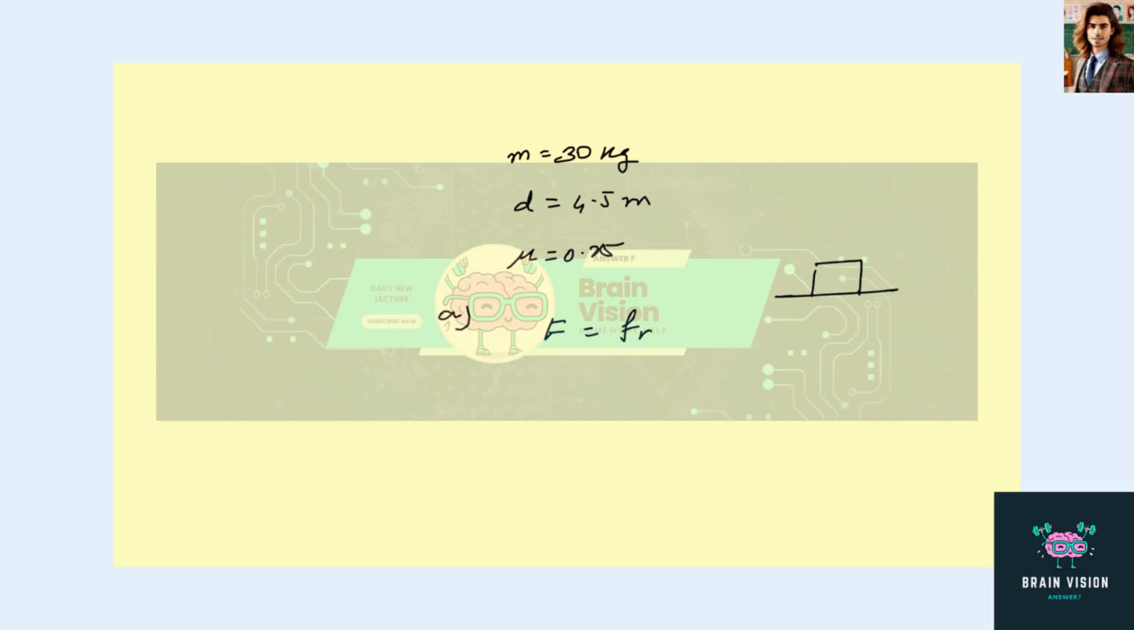So if you just consider this crate, here we have the force F, and the frictional force will be acting in the opposite direction. The frictional force will be equal to mu mg, or mu times the normal reaction N, which is equal to mg. Mu is 0.25, the mass is 30 and g is 9.8. So let's see how much we're getting. 73.5 Newton is the force that is applied.